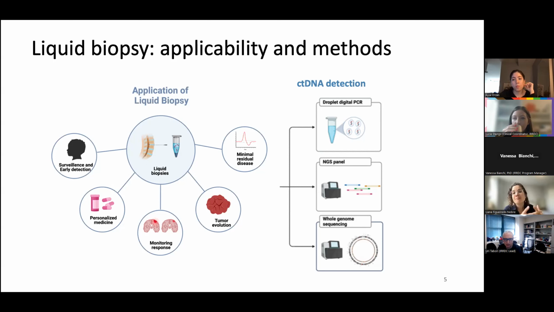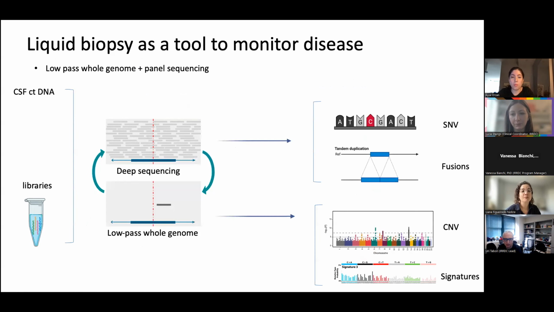There's many methods and many tools that we can use to analyze these alterations. I'm going to focus today on the two that we are developing currently, which are next generation sequencing, and specifically a panel and low-pass whole genome sequencing. So when we talk about panel sequencing, what we do is we collect the cerebrospinal fluid, we extract the DNA, we make libraries for next generation sequencing. And then with the panel sequencing, we have a selection of genes that are commonly mutated, and we sequence those genes very, very deep. We look at them many times, and we're able to detect small point mutations and fusions in those specific genes that are in our panel.